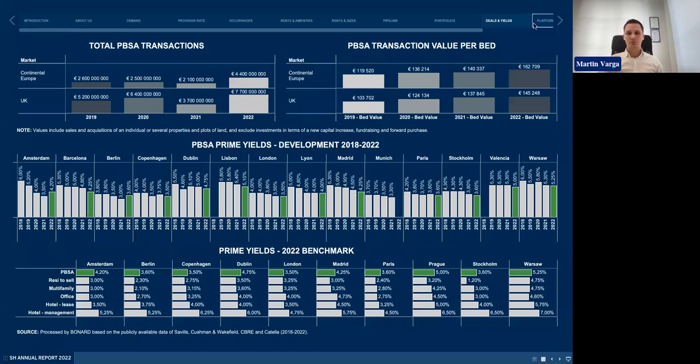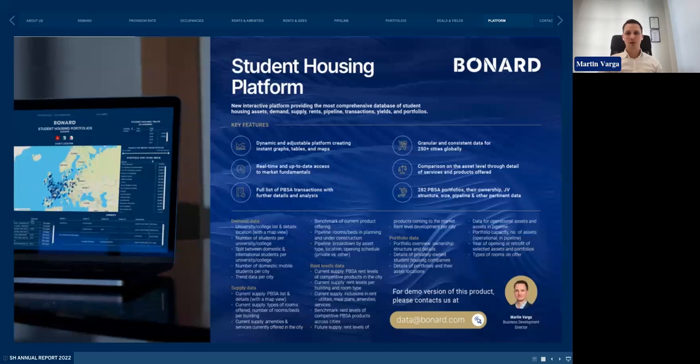Heading to the platform, our team has been developing interactive dashboards and a platform, which basically summarize our 15 years of work, data collection, insights, and field knowledge for more than 250 cities globally and more than 13,000 assets that are already operational. It includes also the PBSA portfolios, transactions, yields, and pipeline indicators.